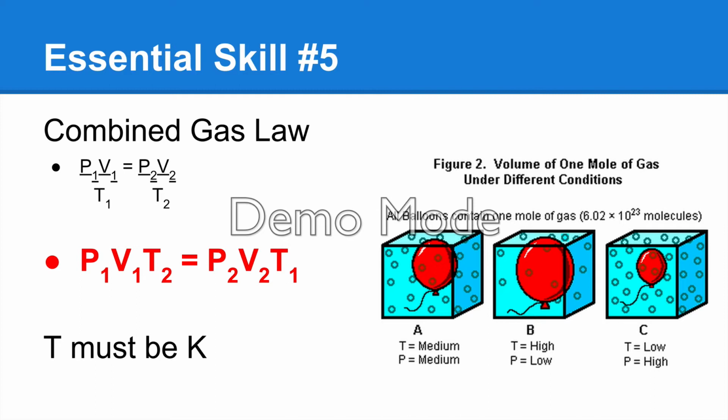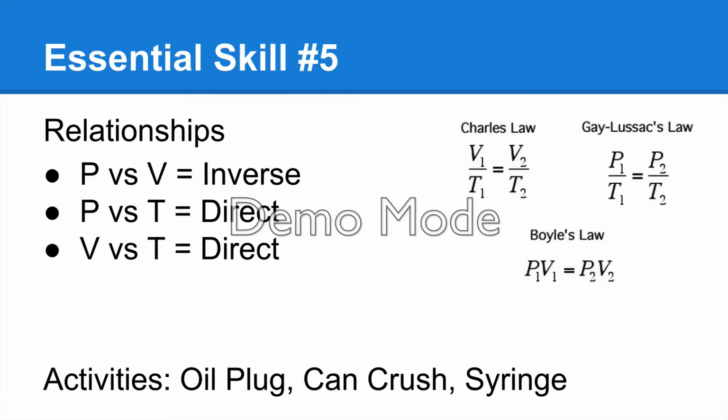The temperature is the only variable that has to be in specific units. The temperature must be in Kelvin. The pressure and volume can be in other units, but temperature must be in Kelvin. Some of the relationships, you can see Charles' law, Gay-Lussac's law, Boyle's law. It's important that you remember those names, but also remember the relationship. Pressure and volume are inverse. As pressure goes down, volume goes up, and you can see that in this formula. For them to be equal to each other, if the pressure goes up, volume has to go down. However, volume and temperature, and pressure and temperature, are direct relationships. When one goes up, the other one has to go up.